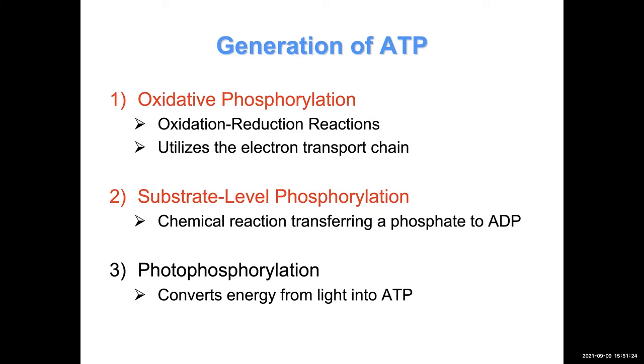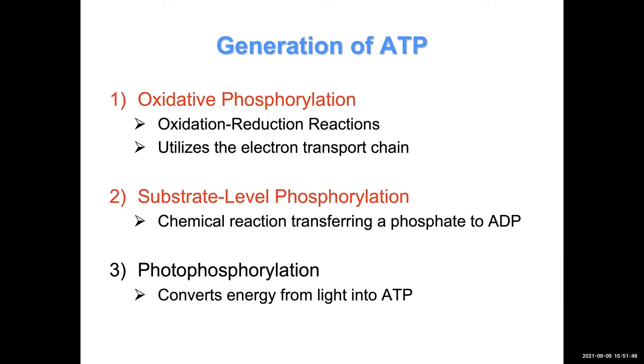Now, there are two ways or three ways that this can happen. Organisms use three mechanisms of phosphorylation to generate ATP. Those three mechanisms are oxidative phosphorylation, substrate level phosphorylation, and photophosphorylation. In this class, we're only going to focus on the top two.